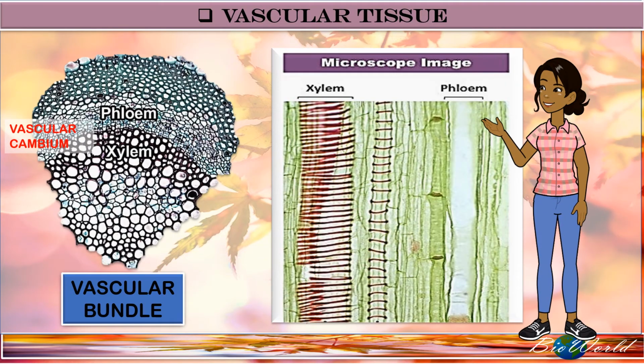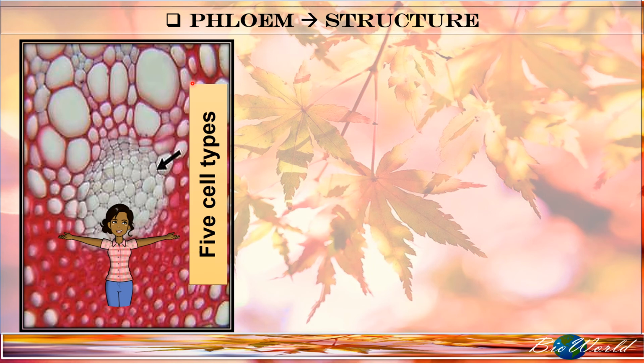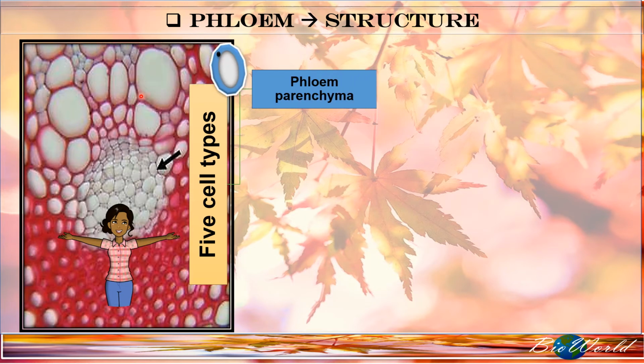So now we know all about the xylem. Let's move on to discuss the phloem. This is the cross section of the phloem. And just like the xylem tissue, phloem tissue is also made up of a number of cells. We'll start first with these large cells. These are the phloem parenchyma that are similar to the parenchyma in ground tissues.